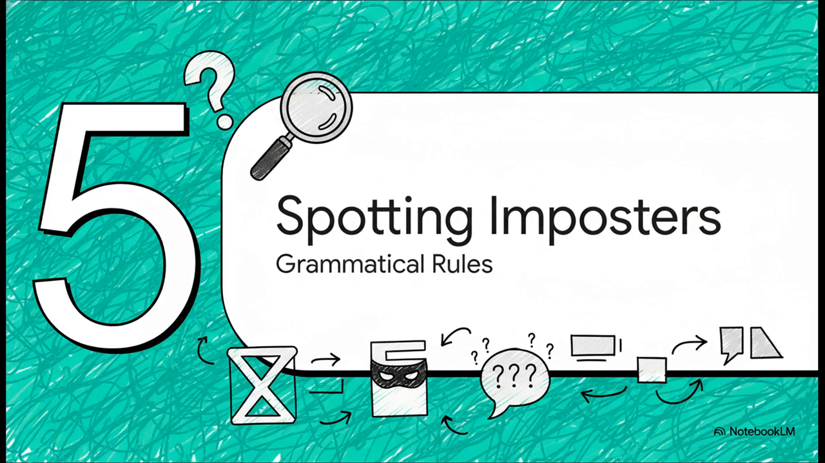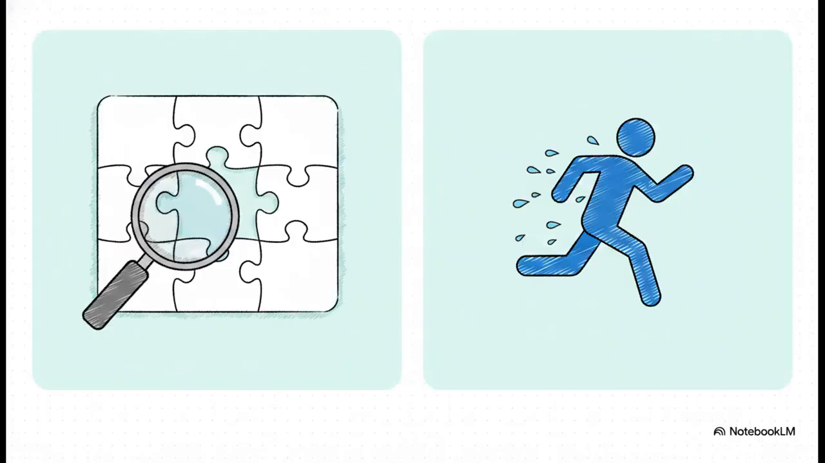Section 5, Spotting the Imposters. Just like any good detective story, there are imposters out there, words that look like our hero, but are actually doing a completely different job. We need to know how to spot them. The most common identity theft in Arabic grammar happens between tamyiz and another concept called hal. Both of them are usually indefinite. Both of them are usually in the accusative case. They literally look like twins, but they serve entirely different detective functions.